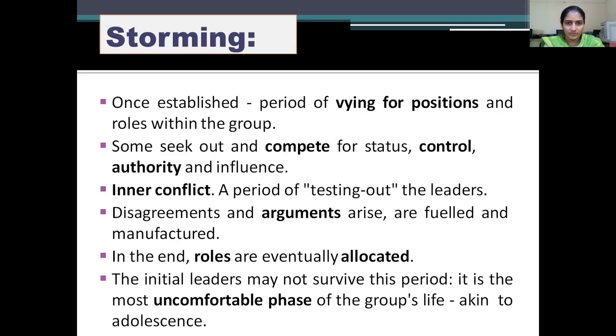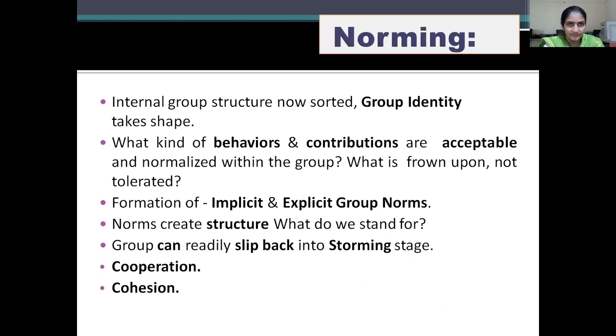In the end, the roles are eventually allocated. Individuals would be given certain roles according to their profile. Then the initial leaders may not survive this period. It is the most uncomfortable phase of the group's life, akin to adolescence. So here, the person who took the lead in the previous stage may not sustain, or the leader might be changed at this stage.